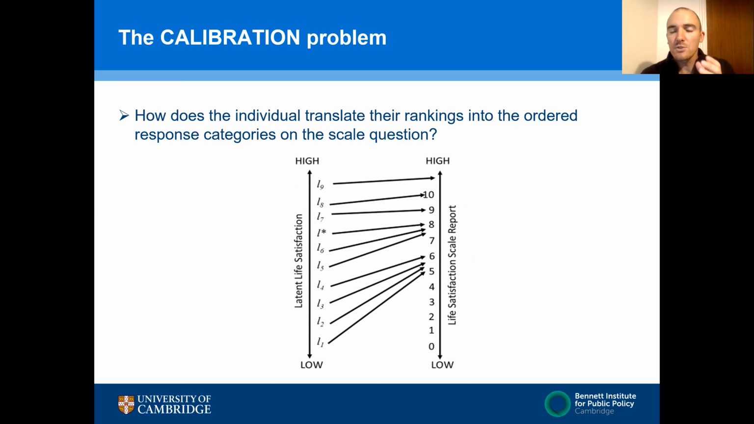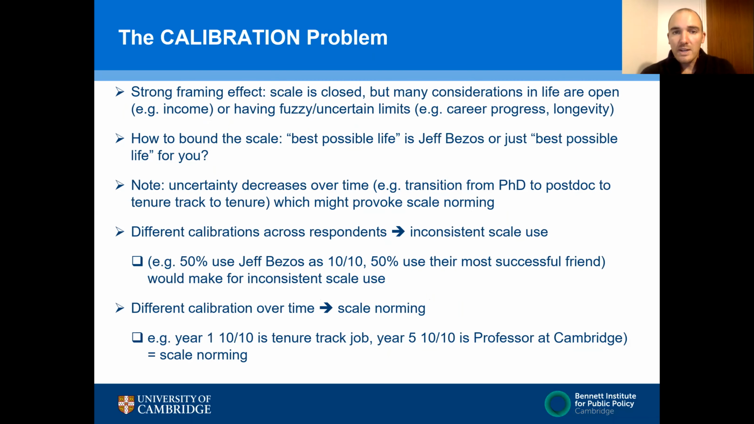And this is how individuals translate that ranking they've just created into the ordered response categories on the scale question. Right, so there's a strong framing effect here. The scale's closed. At most, it goes from 0 to 10, but maybe there's a lot more possible lives that you want to think about. Maybe there's far fewer possible lives that you want to think about. So how do you map these into the scale response?